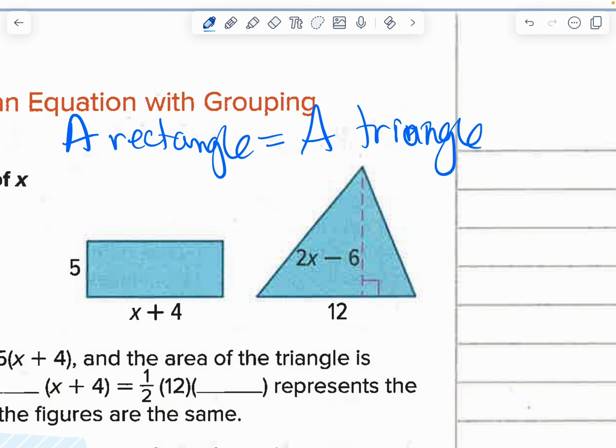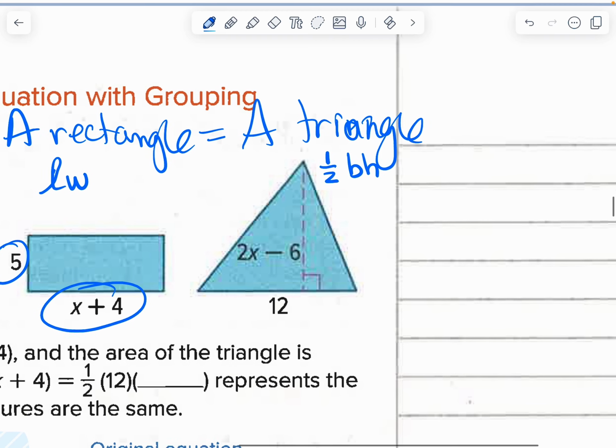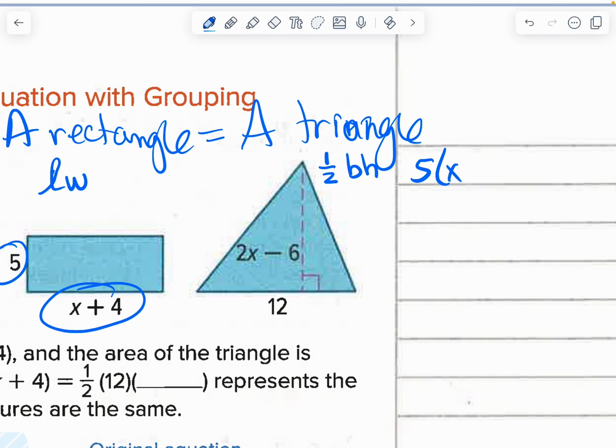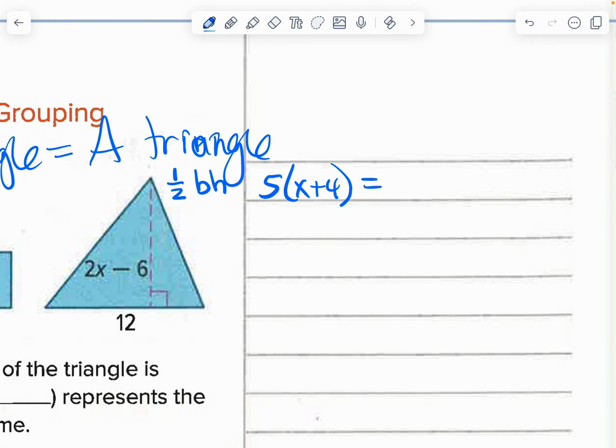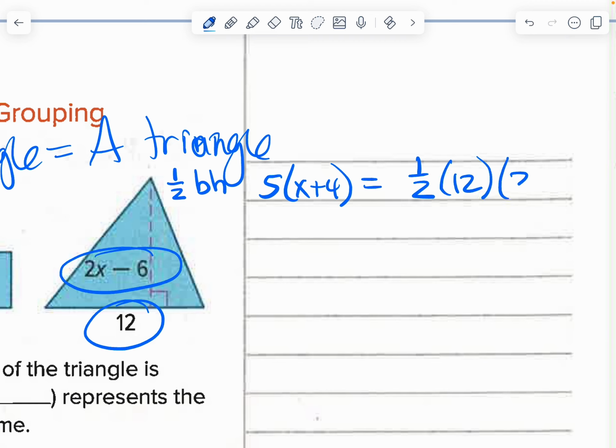Area of a rectangle: length times width, base times height, whatever. Over here, it's 1/2 the base times the height. So if I look at the rectangle, I'm going to multiply these two numbers together. So 5 times x plus 4 equals, and this right here, I take 1/2 the base, this is the base, and this is the height, and I multiply them together.